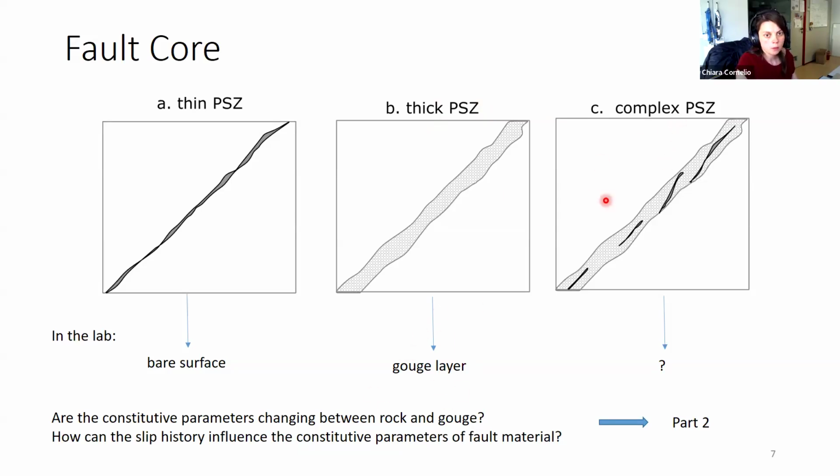However, we are missing something that can represent a more complex behavior. So the question that we would like to answer in part 2 of the presentation is how the constitutive parameters can change between when we are just performing experiments on bare rock with respect to gouge, and if we are able to see an influence of the slip history evolution on the constitutive parameters of the material that we are investigating.